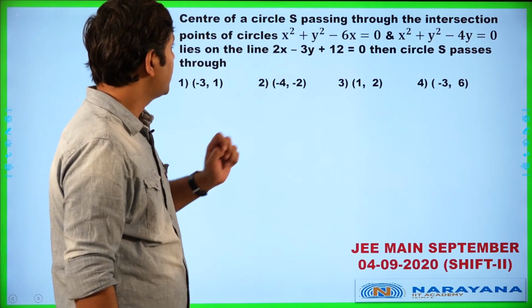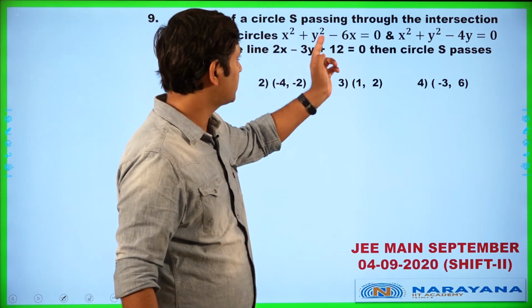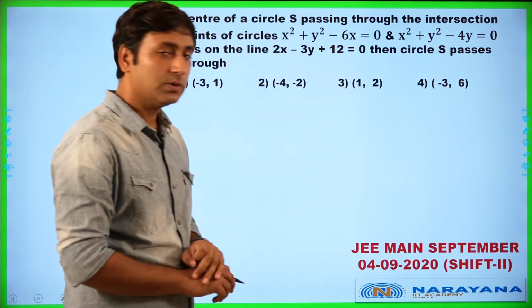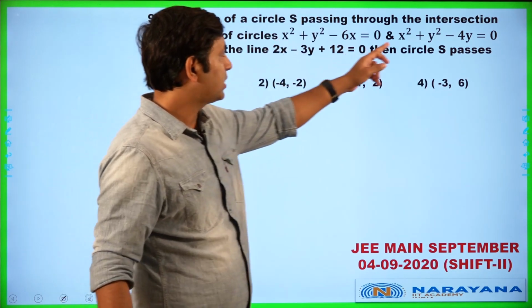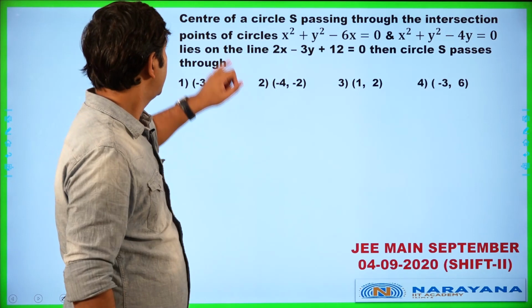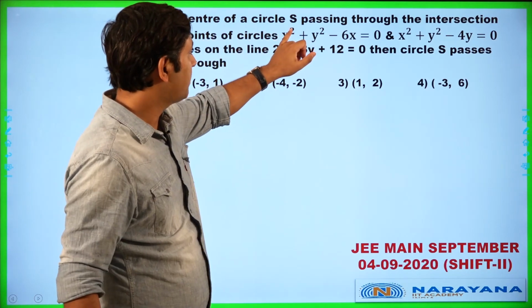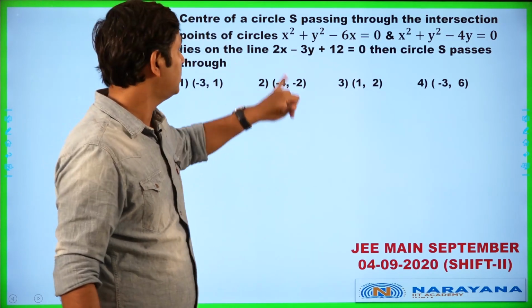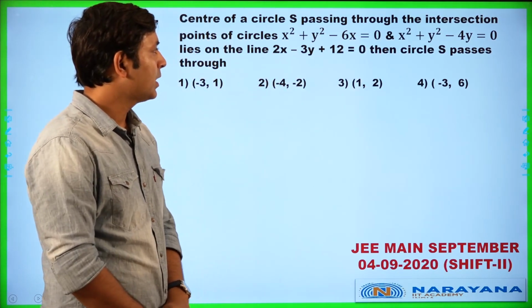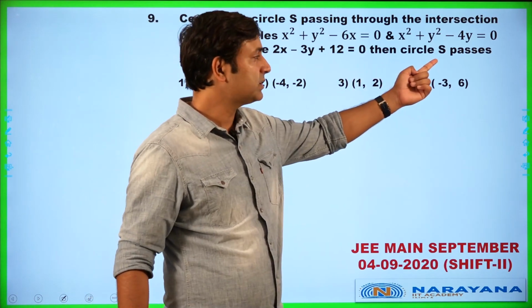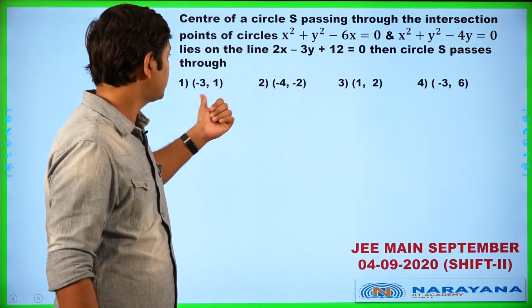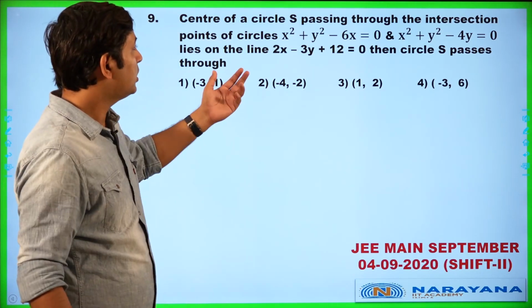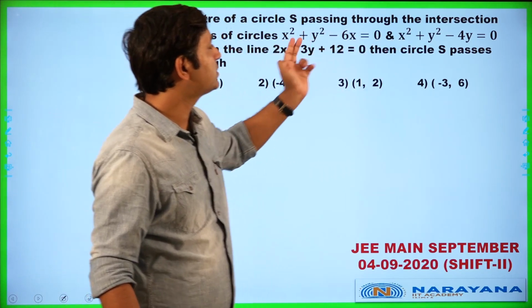In this question, we have two circles, x square plus y square minus 6x is equal to 0, x square plus y square minus 4y is equal to 0. They intersect at origin and one other point. A circle S is given, it passes through the point of intersection of these two circles and its center lies on this line. We have to find that circle S and we have to mark which of these points lie on the circle S. Now let us find out the radical axis of these two circles.